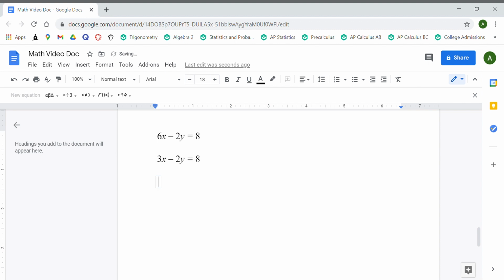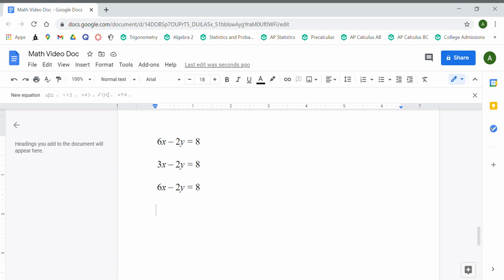Alright, so we get 6x minus 2y equals 8. I'm going to keep it this way. Now I'm going to multiply this equation by -2 so that we can make sure that the terms cancel each other out. So it's going to be -6x plus 4y equals -16. X terms cancel each other out. We get 2y to be equal to -8 and y to be equal to -4.